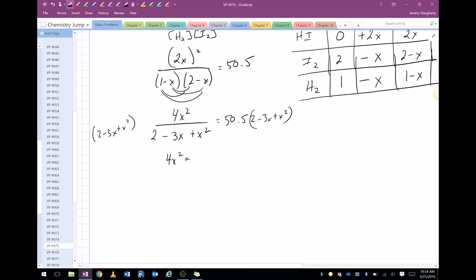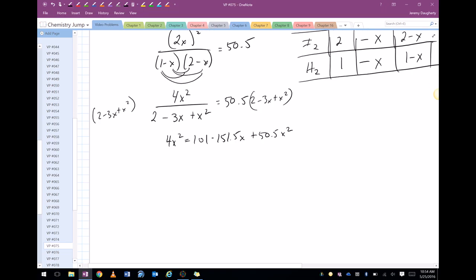4x squared is equal to 101 minus 151.5x plus 50.5x squared. Now I need to set this equal to 0, so I'm going to subtract 4x squared from both sides. So now 0 is equal to 101 minus 151.5x plus 46.5x squared. Now I have A, B, and C, so I can plug this into the quadratic formula.